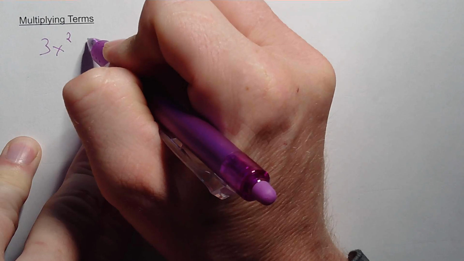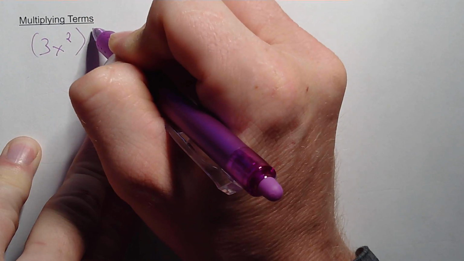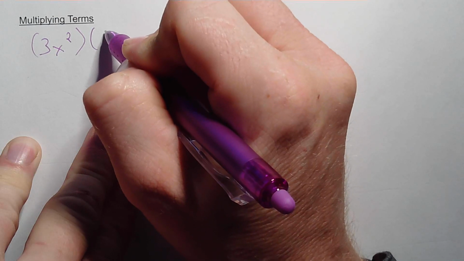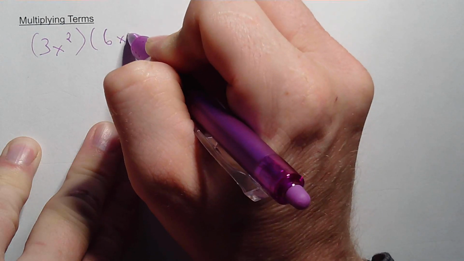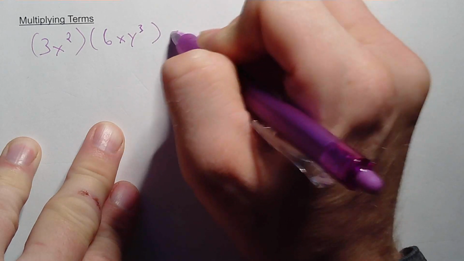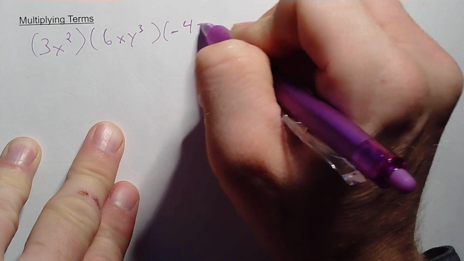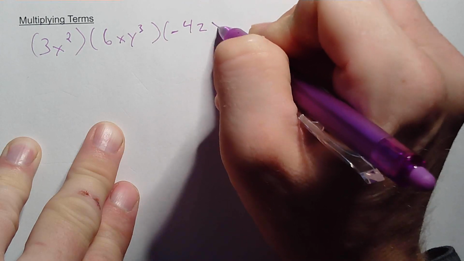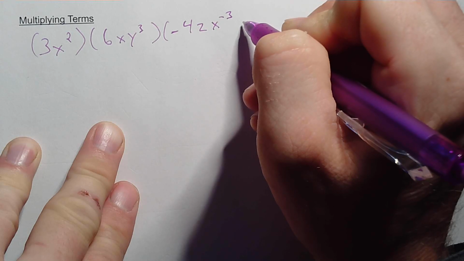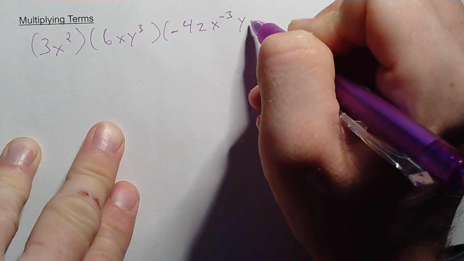Multiplying terms, we've kind of already shown you that. Okay, multiplying terms, but we're going to do some with exponents now. Okay, if we say we have just a couple terms, we have 3x squared. That's one term. This is all just one term, right? 6xy to the third, negative 4z, x to the negative third, and y. Sure, let's do that one.